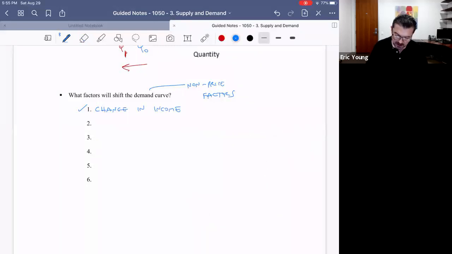Our next non-price factor is going to be a change in the price of a substitute item. Now, some of you might be wondering, but Young, you just said a minute ago that we're talking about non-price factors, yet I threw you a price change. Subtle, but different, okay? When we're talking about a change in the price of a substitute item, we have to remember that we're not talking about the change in the price of the item being analyzed.